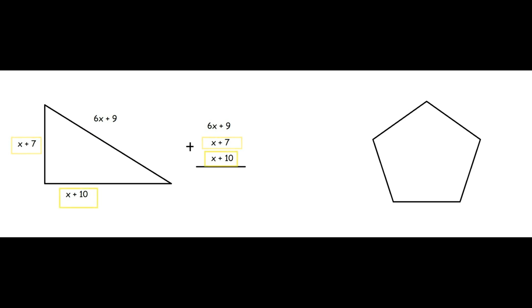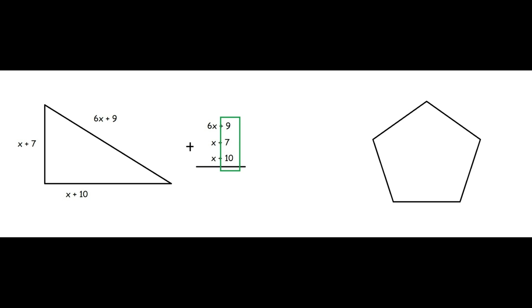And the last thing we add is x plus 10. So let's combine our terms. We're going to combine all our x's. That's 6x plus 1x plus 1x. That's going to give us 8x.